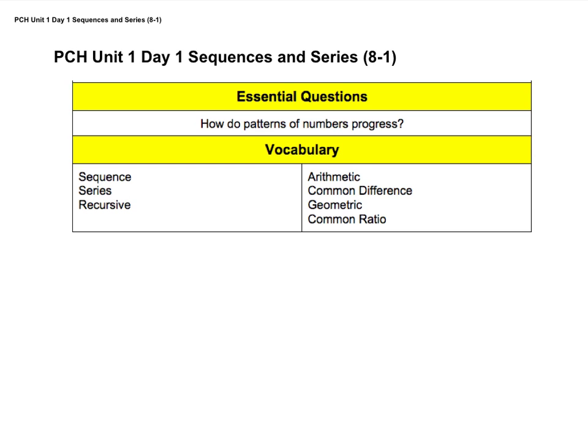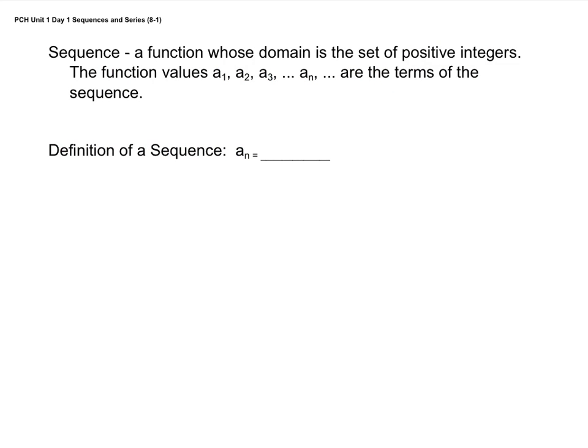I want to start though by talking about what a sequence is and making sure that we all understand the notation that we're going to be using. There's some notation that it's important you understand, or else some of the other things that we're going to do, especially when we get to math induction, are not going to make a whole lot of sense. So the first thing we'll look at is the definition of a sequence.